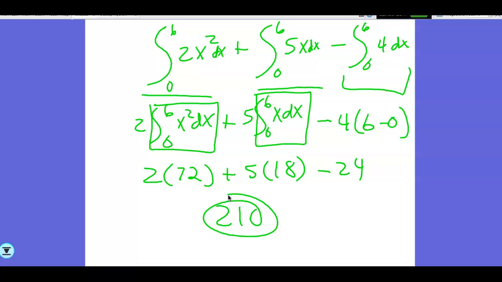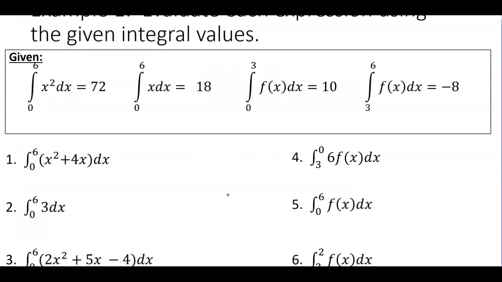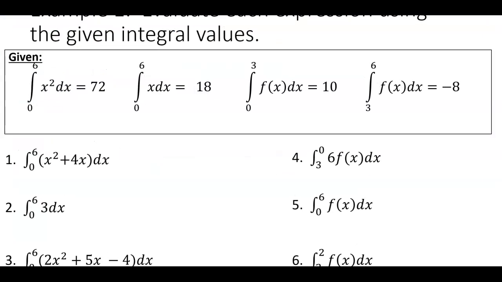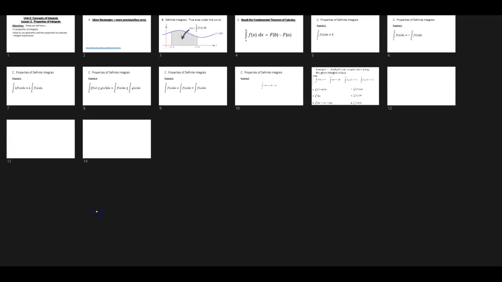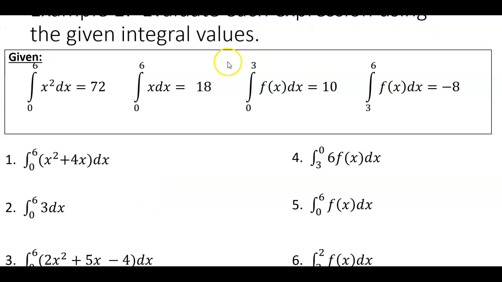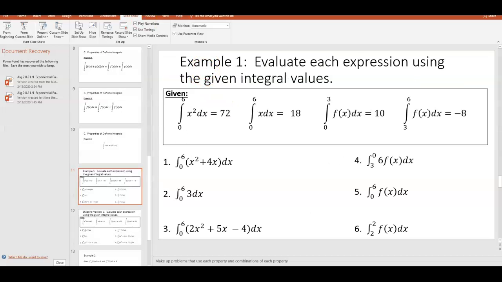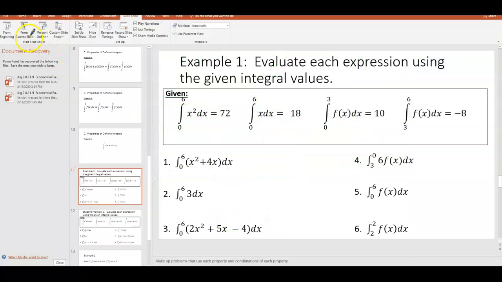Moving on. Okay. Uh-oh. Well, that's interesting. I'm having some issues. All right, next one.